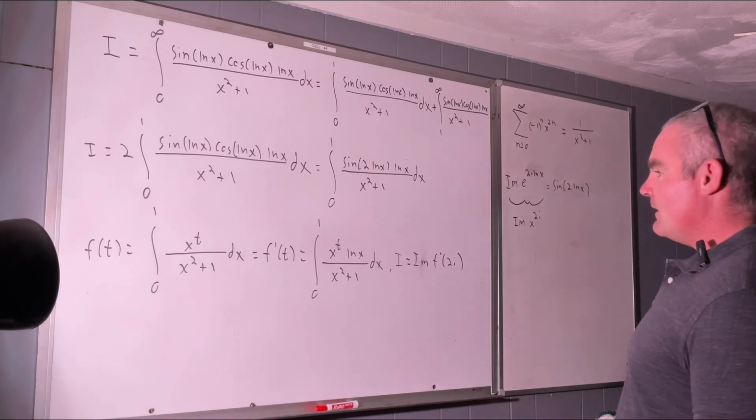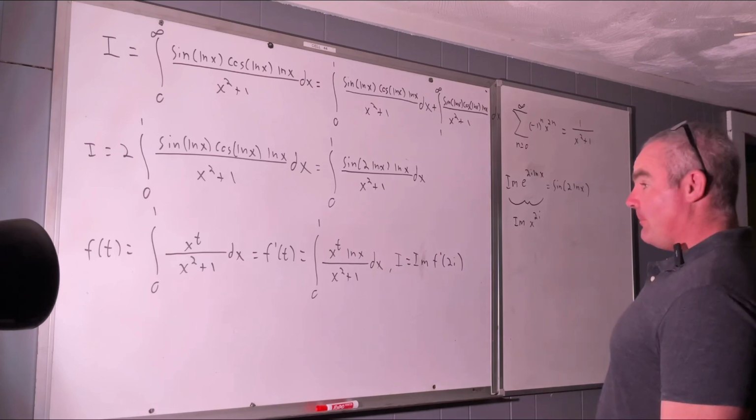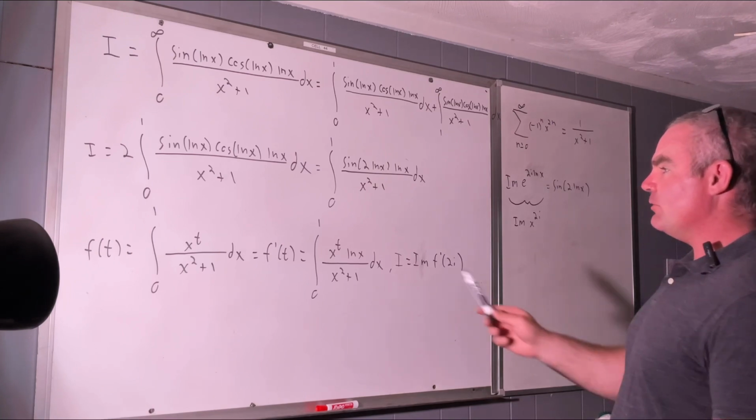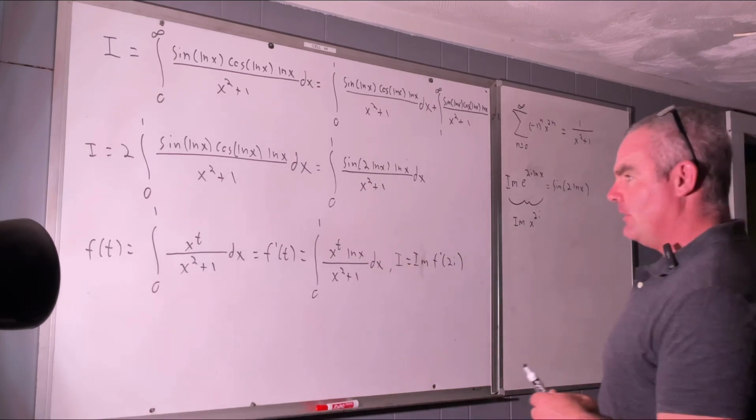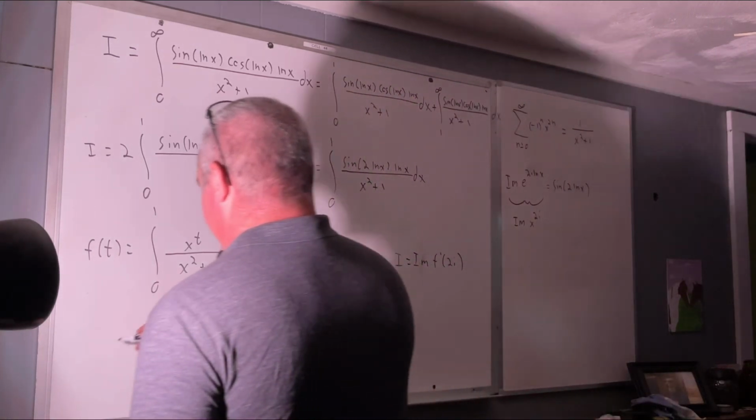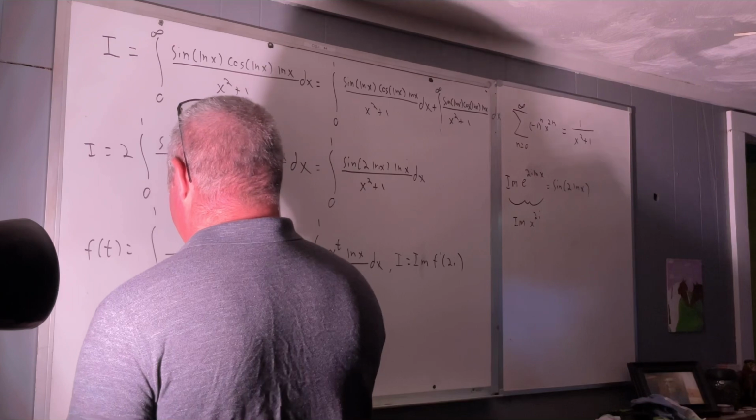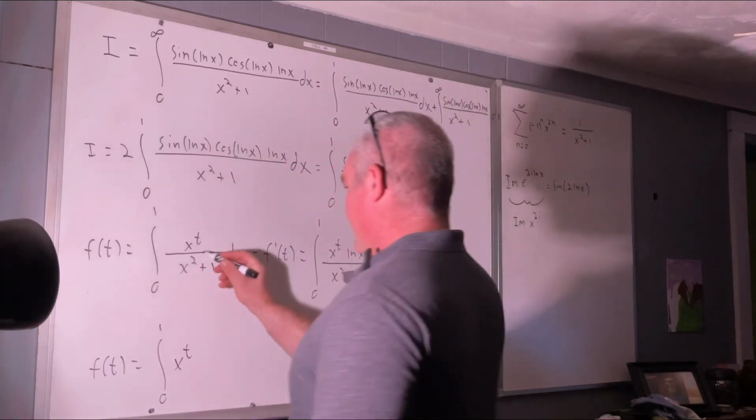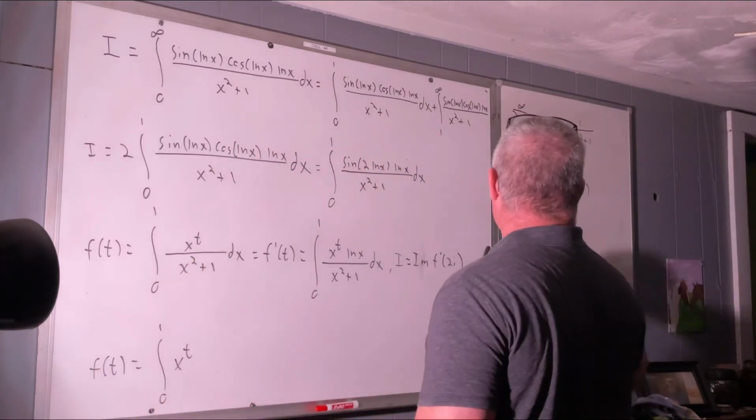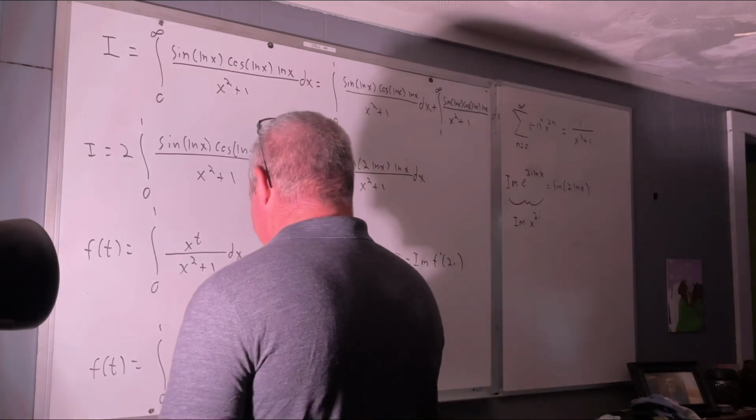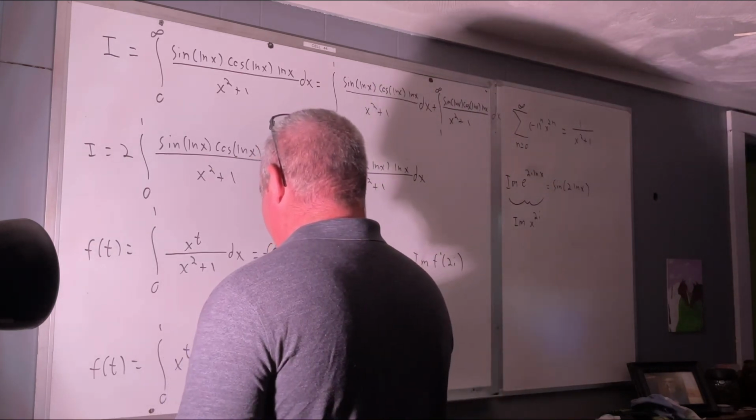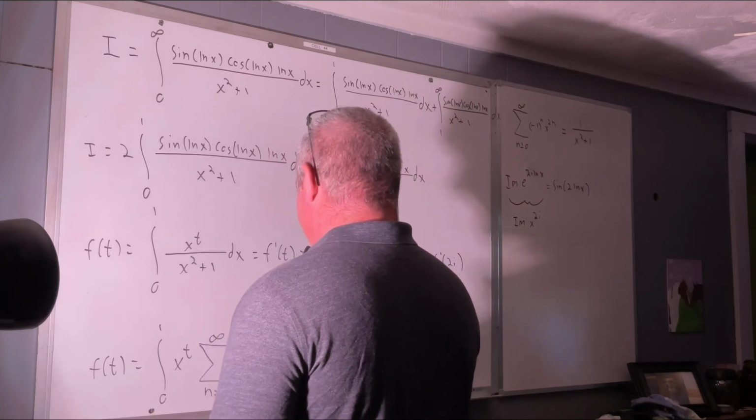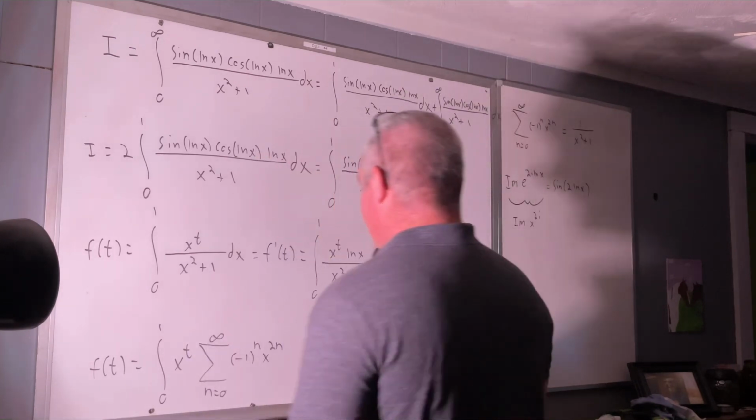All right. So the next step is to use all this to come up with a new expression, expressed as a sum, for f of t. Well, we can say that f of t is equal to the integral from 0 to 1, and we'll leave x to the t alone. We'll leave this part alone for now, but we'll express 1 over x squared plus 1 as a sum. So we get the sum going from n equals 0 to infinity of negative 1 to the n times x to the 2n dx.